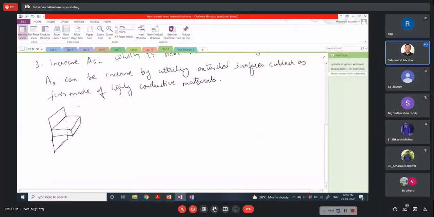Okay. So therefore, we can see that h and T infinity is still here, so now the total area is going to be increased. This portion is known as the tip of the fin, and this is the fin. So this is the fin, this is the tip of the fin, and this is the base of the fin.